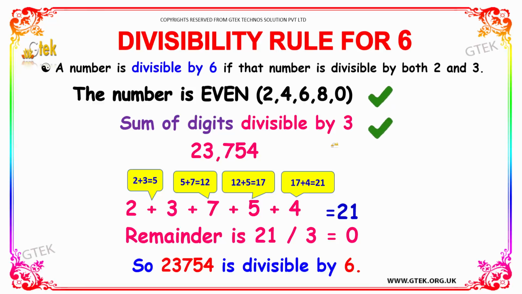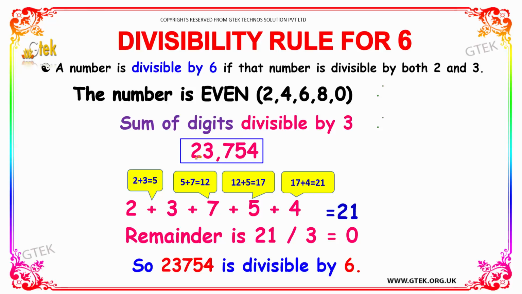If the sum of the digits is divisible by 3, then the number will be divisible by 6. Let us take the number 23,754.